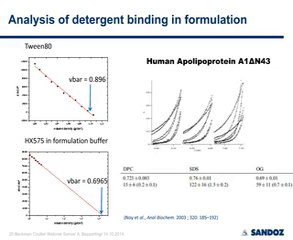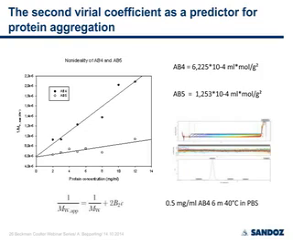Okay, I also promised to show an example of the second virial coefficient, which is thought to be a predictor for protein aggregation, not the only one, but an important one. It is a measure of the non-ideality of your antibody solution, indicating if the interaction at high concentration is repulsive or attractive.